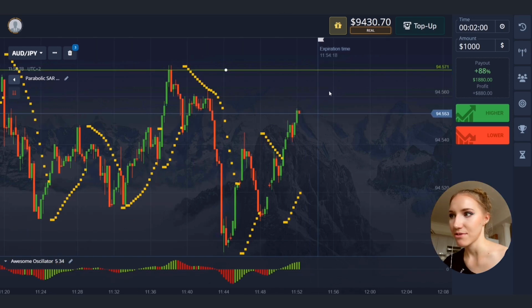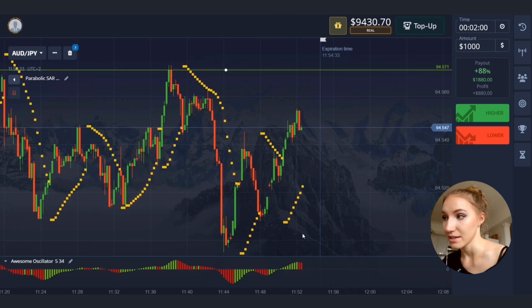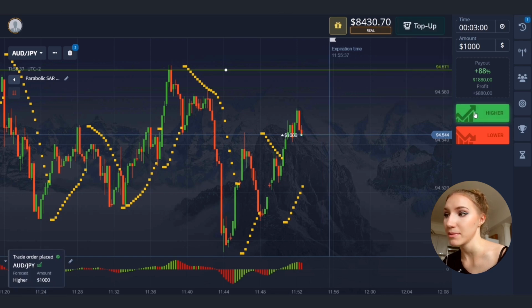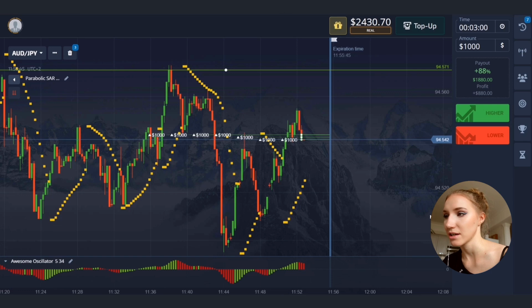So here we have the resistance level on the chart, and you can see that right now the price has been moving up and approaching this very level. There is room to the resistance level. Also, the yellow dots are on the chart and the green histogram is on the chart. So let's open a trade up for 3 minutes, and I think that very soon the price will be moving up to the resistance level directly, and this is very good upside potential here on the chart.